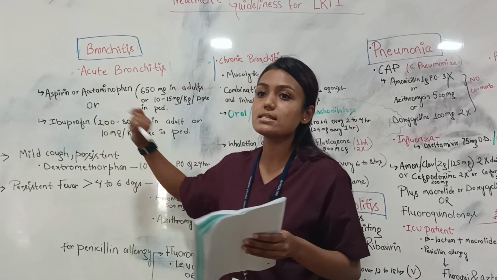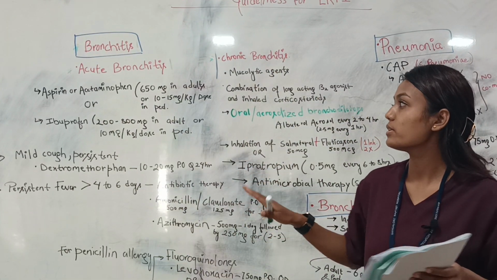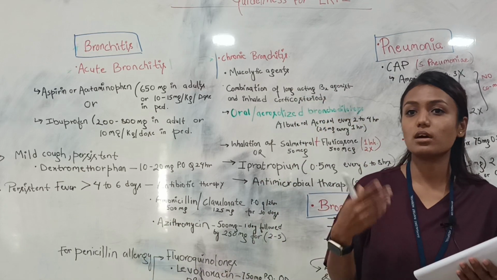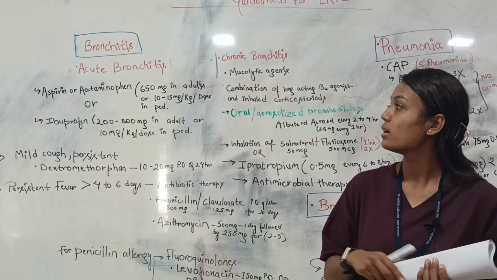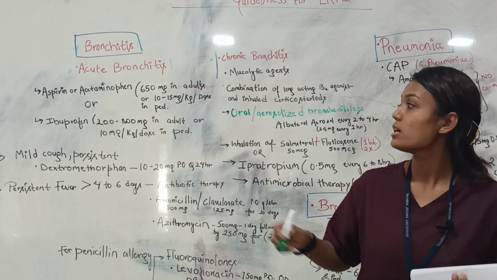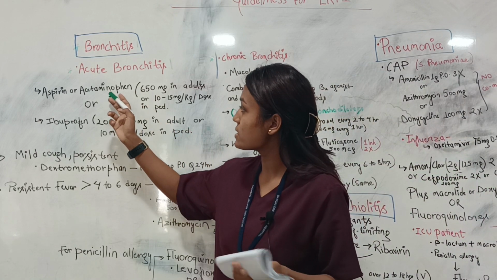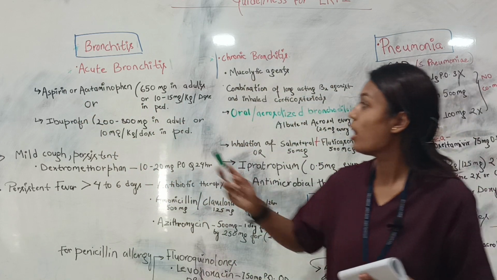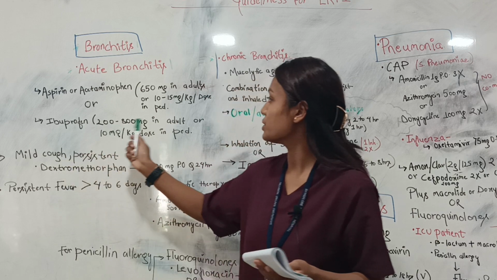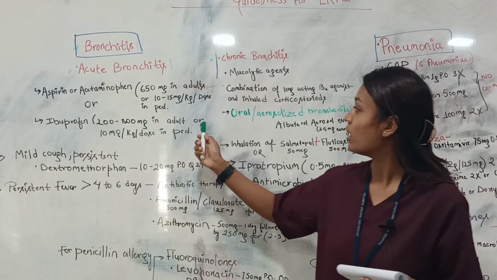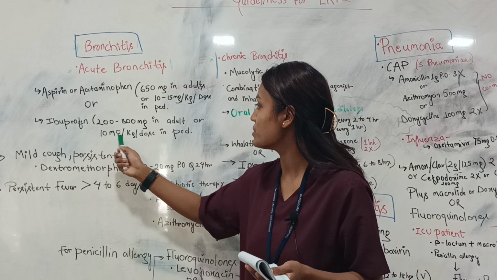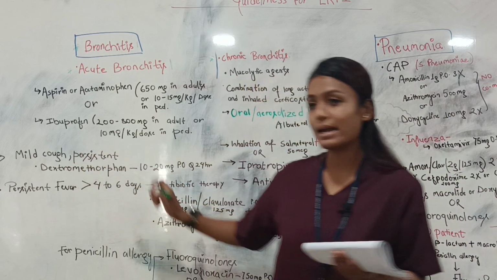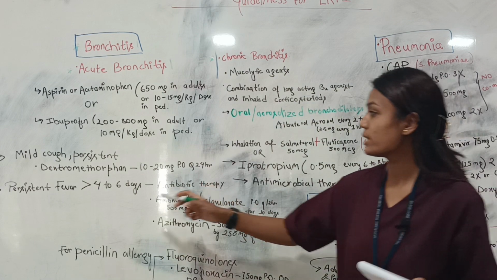So in pediatrics, aspirin is not recommended because of the risk of Reye syndrome. Reye syndrome is like inflammation in the brain, which causes confusion in babies and causes liver damage. So instead of aspirin, we will prescribe acetaminophen in pediatrics, or we can give ibuprofen 200 to 800 mg in adults, or in case of pediatrics, it's 10 mg per kg per dose. Then if the symptoms are mild and the cough is persistent, then we'll give dextromethorphan.